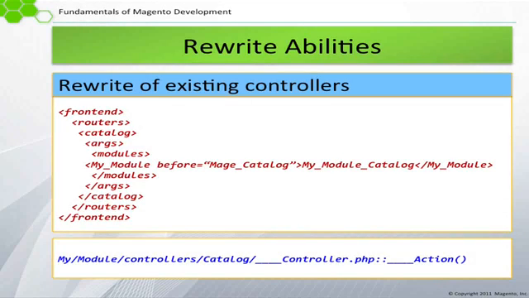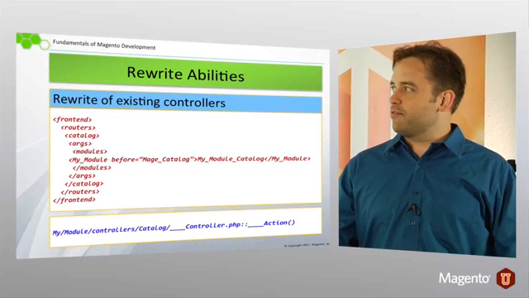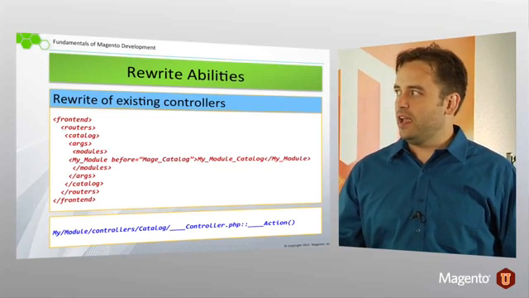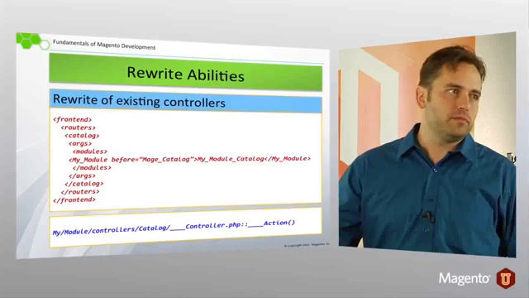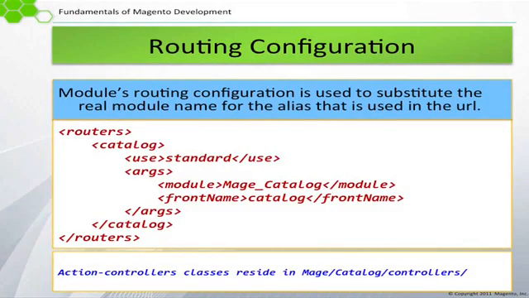That brings us to, actually, I'm going to skip the next slide, because this is how we do rewrites now. Okay? So, take a moment and remember, just like in the previous slide, we had front end, routers, and CMS. In this case, we're doing something with the catalog. But if you recall, front end, routers, catalog, we had an args node, right? And that's where we had our module node and front name node.